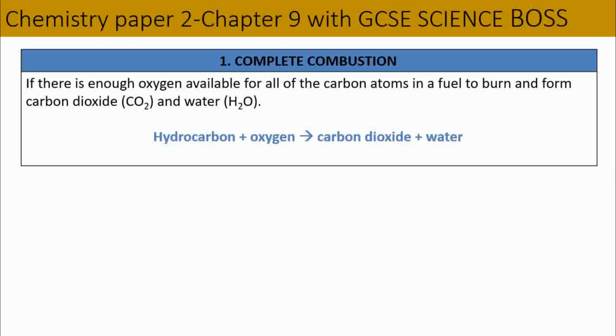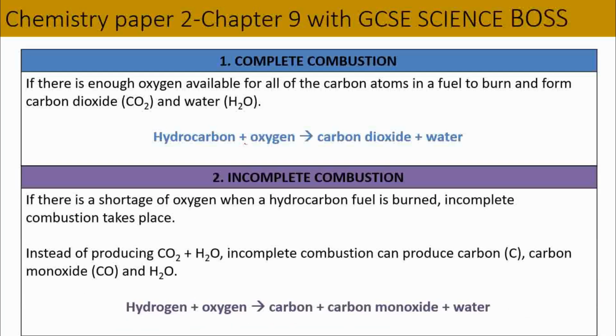So for complete combustion, no matter the hydrocarbon that you have, once you combust it, meaning that you're reacting it with oxygen, you will always produce carbon dioxide and water. And then for incomplete combustion, you're going to produce 3 different products, okay? You're going to have your hydrocarbon, so that shouldn't say hydrogen, okay? That is a mistake.